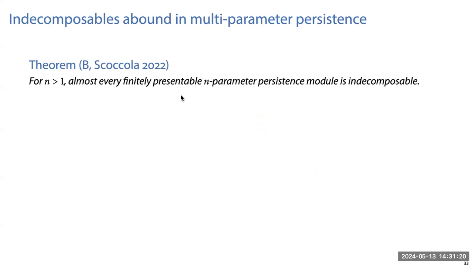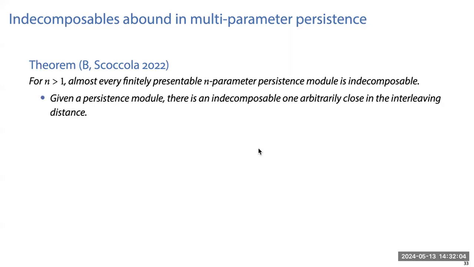Let me now switch to the indecomposables in a multi-parameter setting, where the situation is unfortunately very different. In one parameter, we could decompose any persistence module into very simple building blocks. If we have more than one parameter, we have this strange situation that almost every n-parameter persistence module is indecomposable to begin with. So it can actually have very large pointwise dimensions, and we may not be able to break it apart in a sense. And this is a very, very different situation.